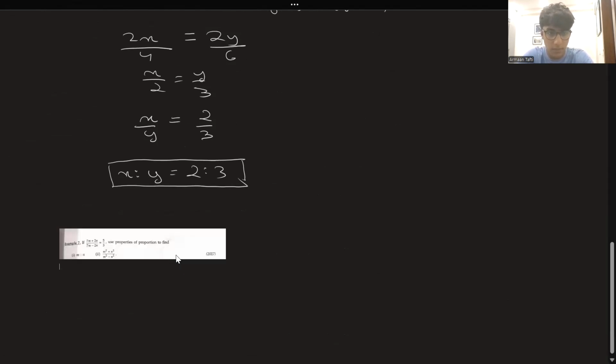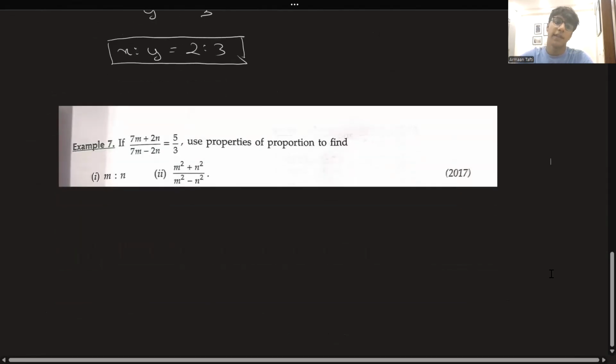And paste. Okay. Again, another board question. So we have been told that 7m plus 2n by 7m minus 2n equals 5 is to 3. And we have to find the value of m is to n. Part 1, 7m plus 2n by 7m minus 2n equals 5 by 3.